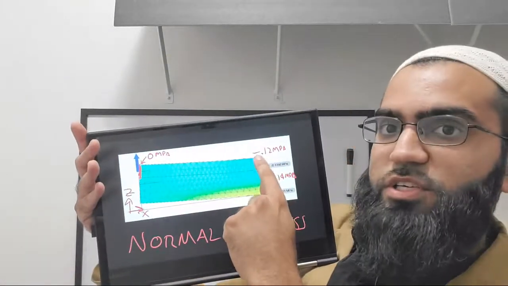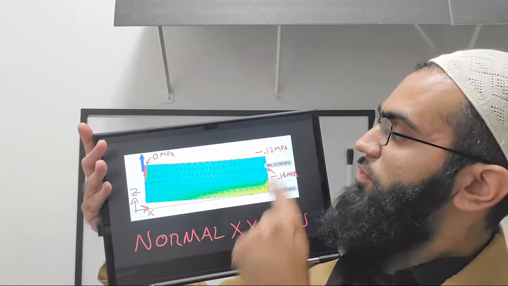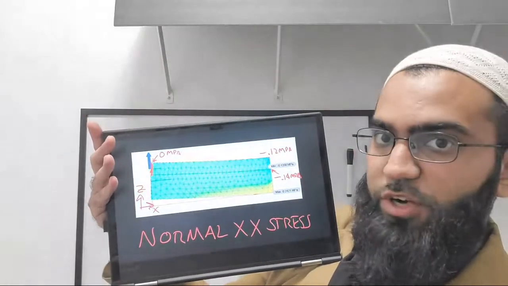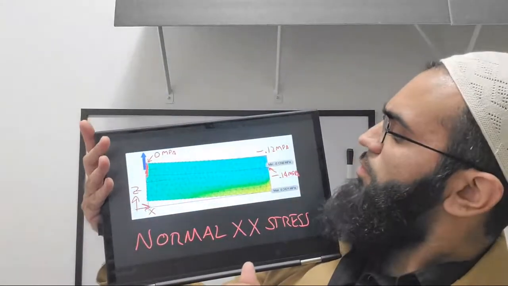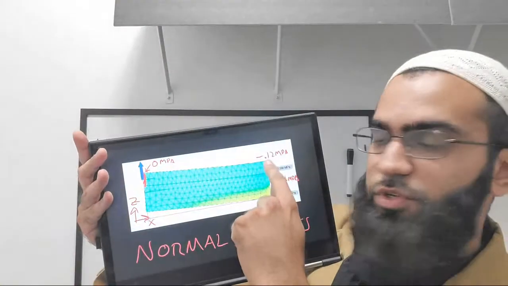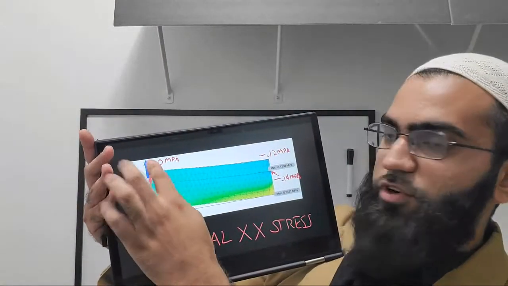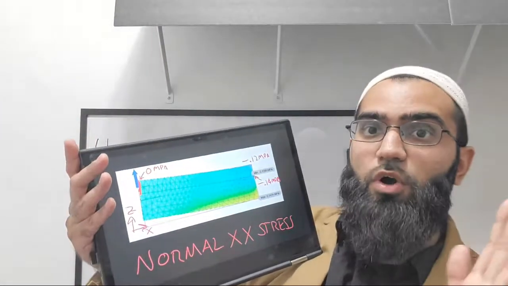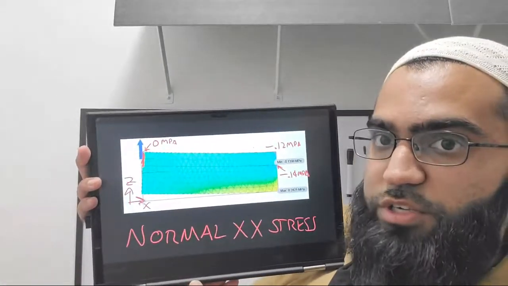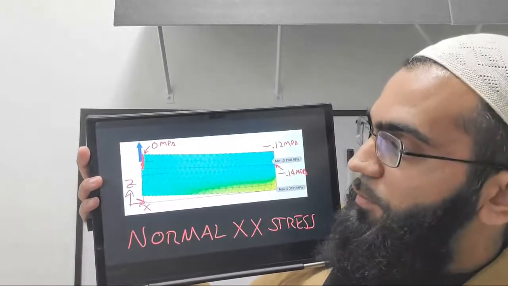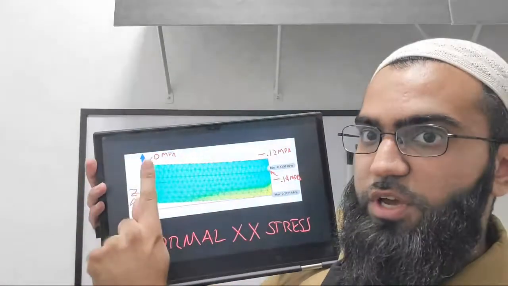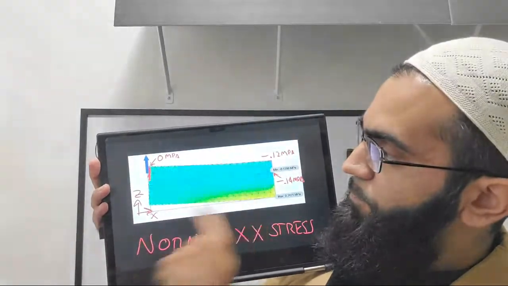On these two ends of the piezo we have negative 0.12 megapascals, and that's the reactionary force, and we also have on the bottom negative 0.14 megapascals. So we take the average of those two and compare it with the other side, which is basically 0 because it's a free end. There's no curvature there, therefore there are no stresses in the X direction. So this is Z and this is X.